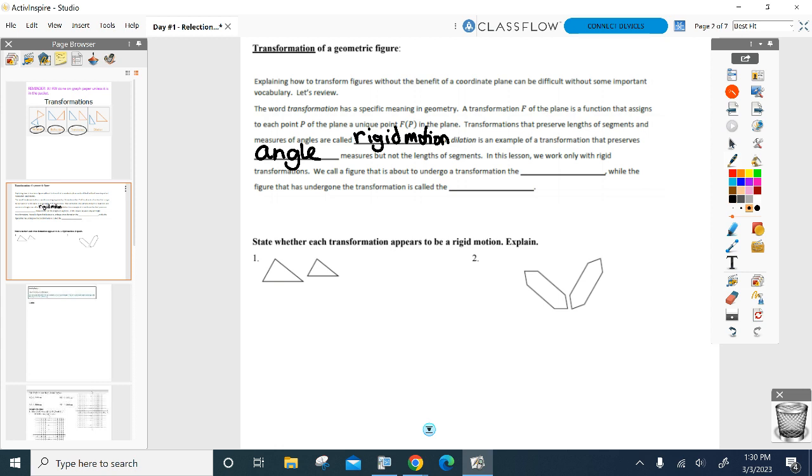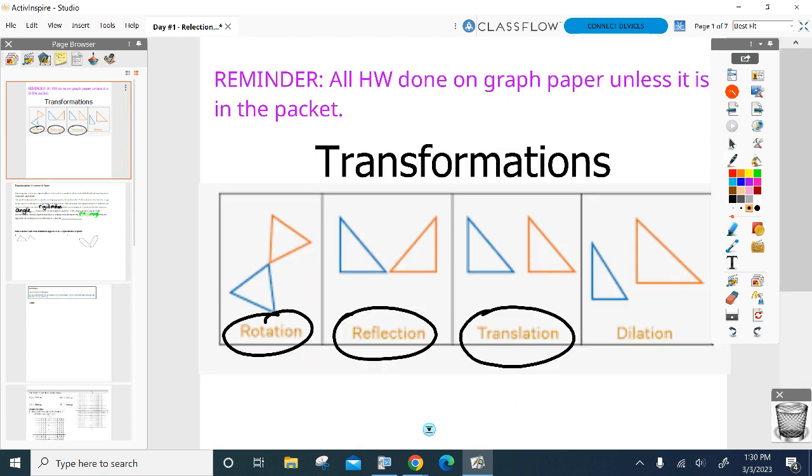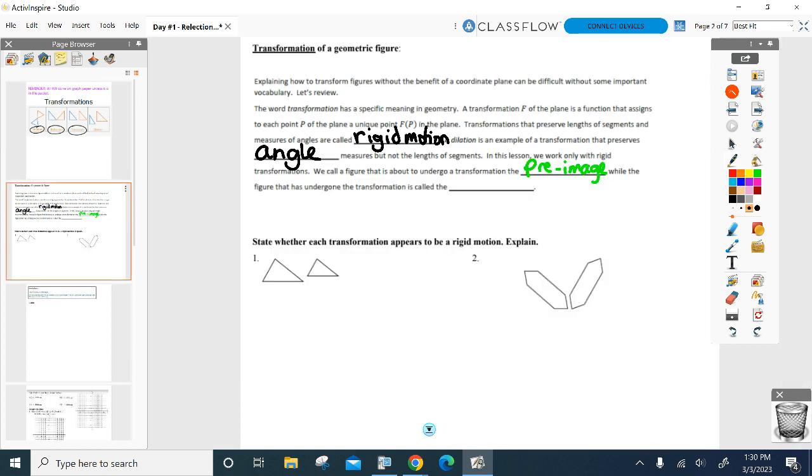And finally, last 2 new vocabulary terms. I don't want to start saying the original figure, the starting figure, the ending figure, the resulting figure. We're going to name it with 2 terms right now. Whatever you start with, we're going to start calling that the pre-image. That's my pre-image, whatever I start with, the figure, the point I start with. I'm going to do something to it. Reflect it, rotate it, translate it, dilate it, maybe a combination of both. Whatever I end up with, we're going to call that the image. So pre-image I start with, image I end up with. So there are my vocabulary terms.